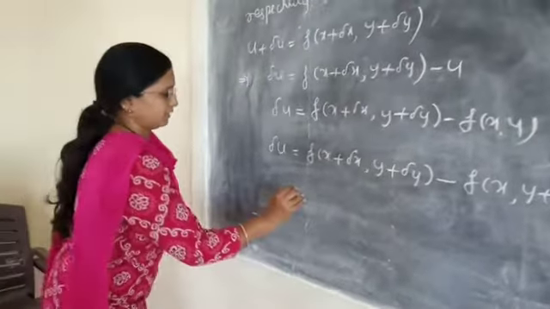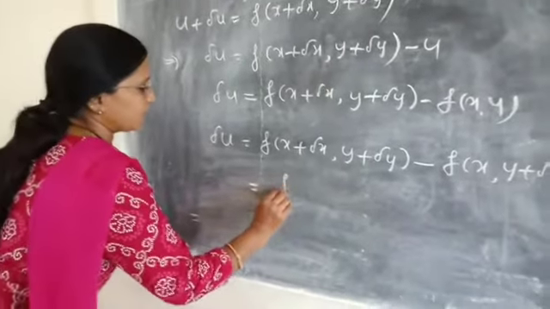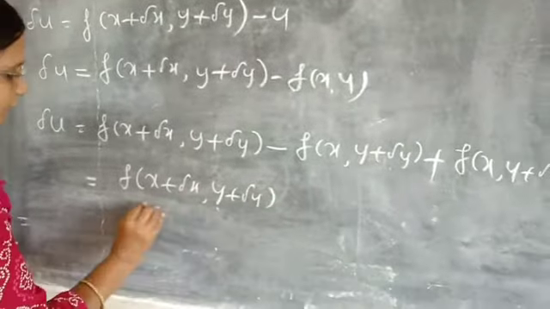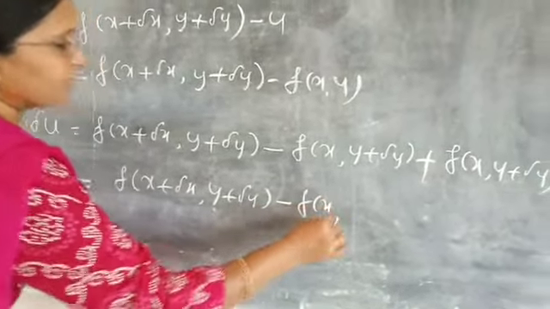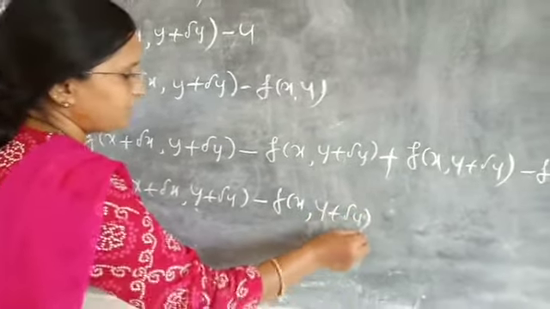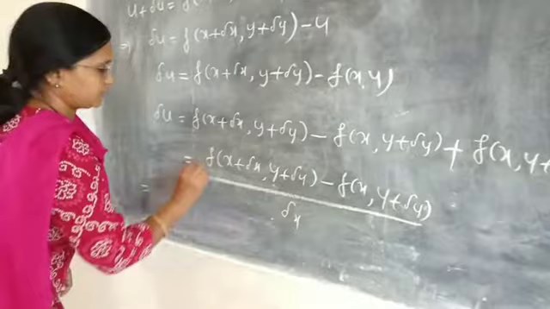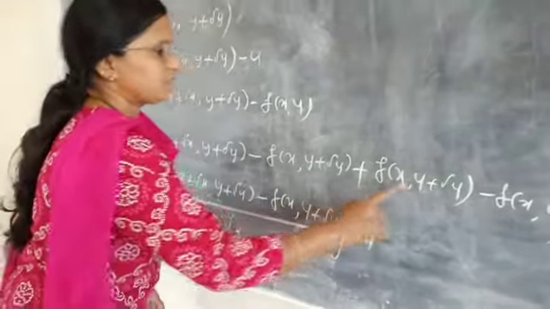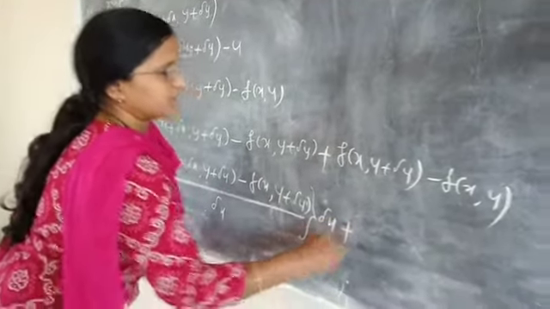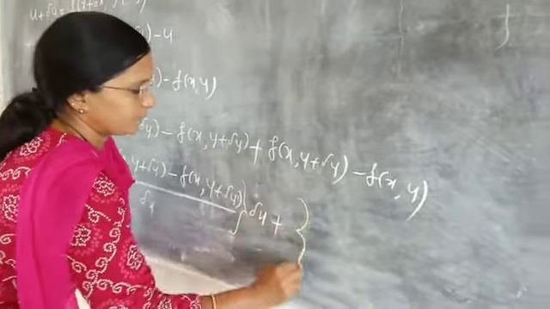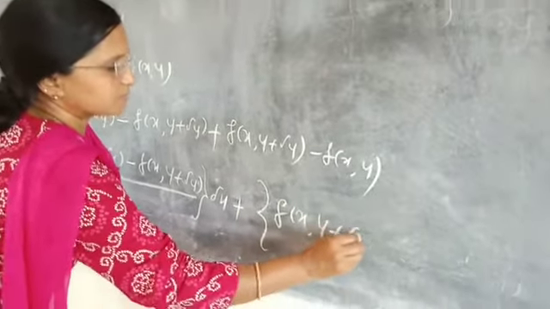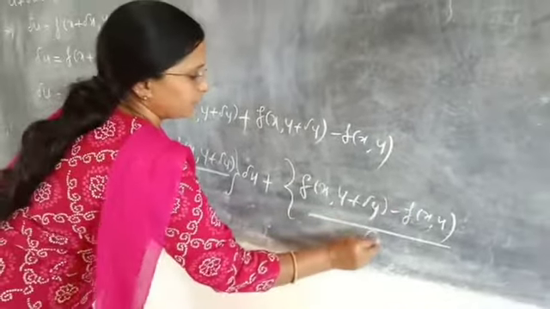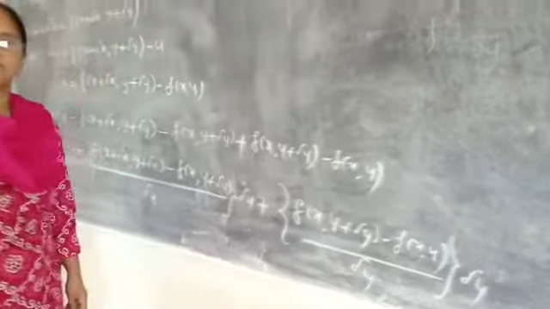So here we can rearrange the terms as f of x plus delta x comma y plus delta y minus f of x comma y plus delta y, whole divided by delta x, that is, multiplying and dividing by delta x. Then in the remaining terms, in these two terms, I will take this common: plus f of x comma y plus delta y minus f of x y, whole divided by delta y. Let us multiply and divide by delta y here.